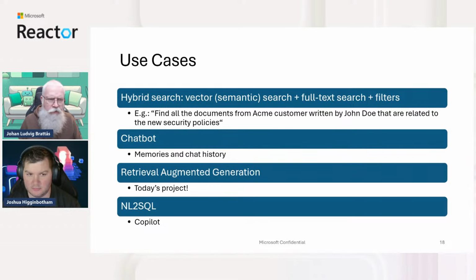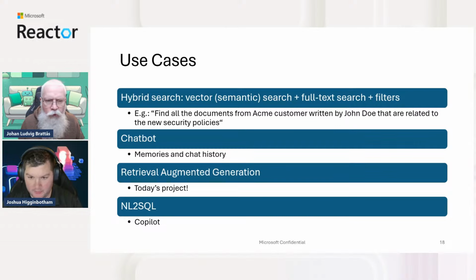And typical use cases for vectors in databases like this is the hybrid search, the one we're seeing now, where you embed the semantic search with full text search and filters. So find, as it says here, all the documents from Acme customer written by John Doe that are related to the new security policies. Then you have chatbots, and chatbots can store their memories and their chat history into vectors, which means it's easier for them to retrieve it later on.